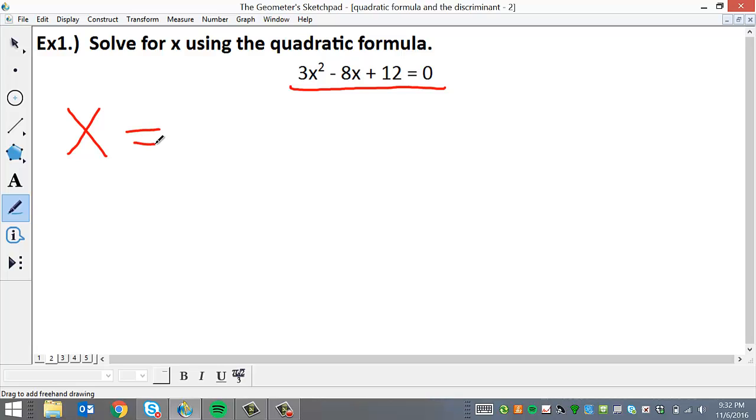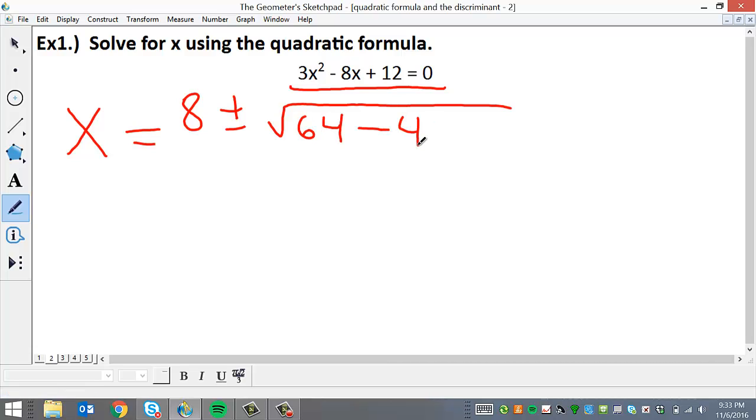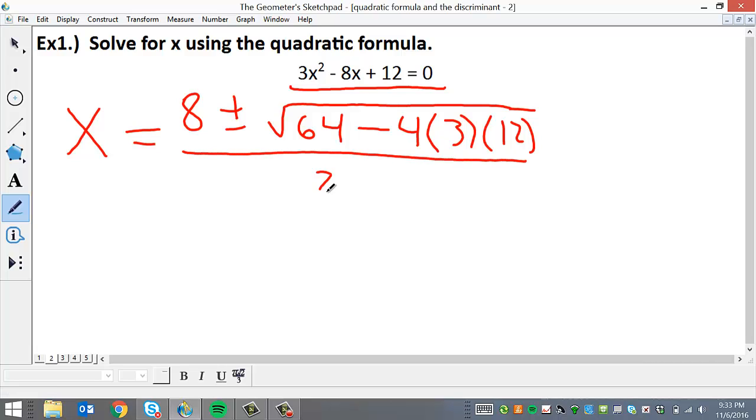Okay, so we have x equals negative b. Now, in this case, b is already negative. So when you drop a negative 8 in for negative b, the two negatives are going to actually cancel out. So negative 8, that's easier just to write 8. So we have 8 plus or minus a big radical. Okay, the first thing in the radical is going to be b squared. So negative 8 squared is 64 minus 4 times a, which is 3, and times c, which in this case is 12, all over 2a, 2 times 3.